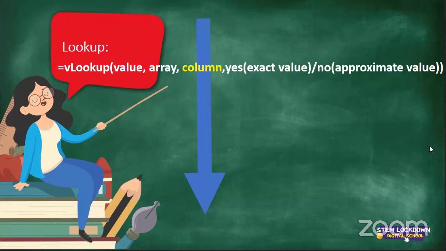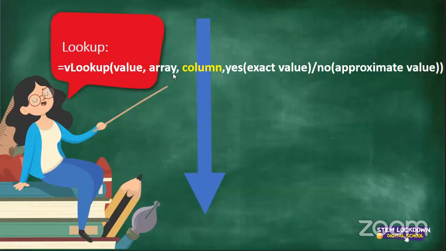Okay, so the vLookup, we look for a specific value, and then it says there the word array. Array is a set of values that we're looking at. An array is just one word for a collection of values, and the array can be either in columns or in rows. Right, so that's one of the two.